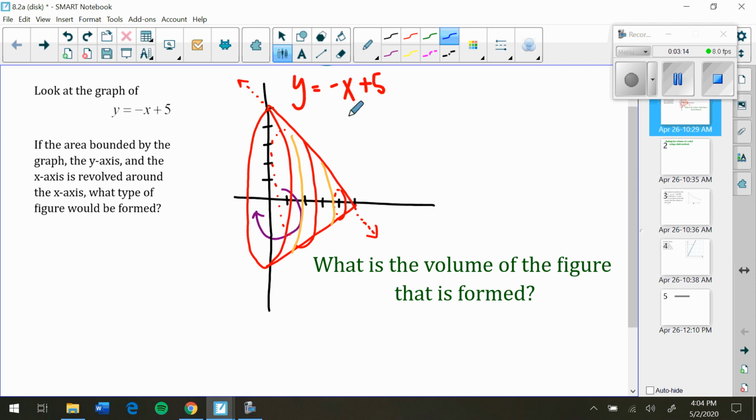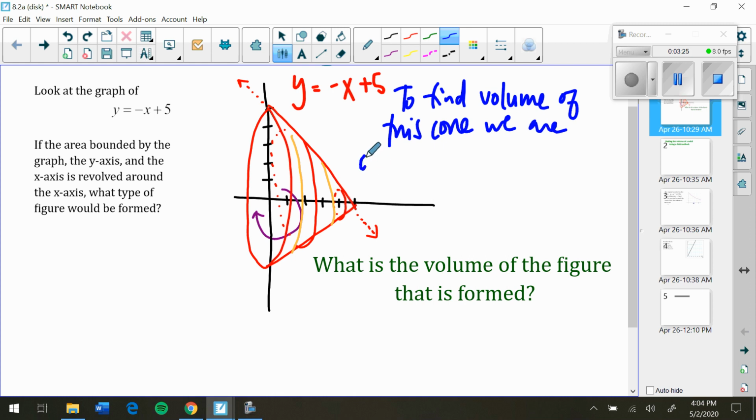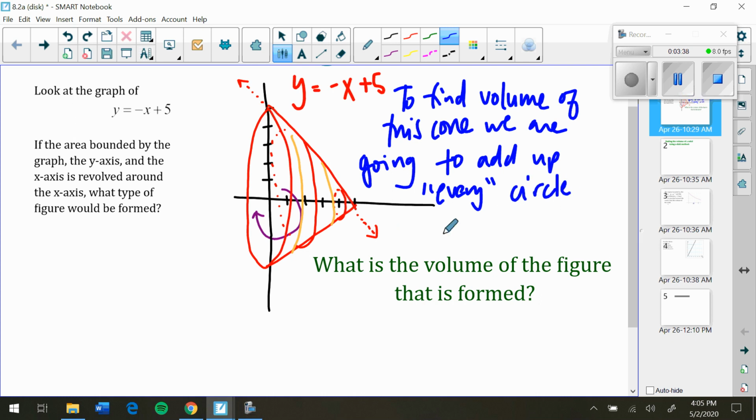To find the volume of this cone, we are going to add up, we are going to add up technically every circle that makes up the cone.